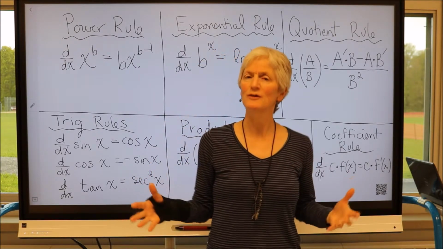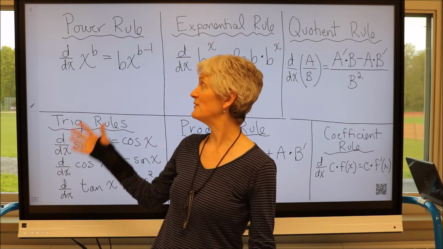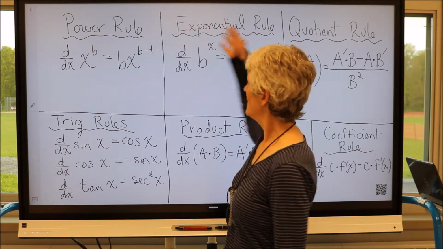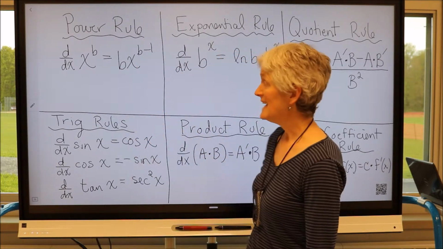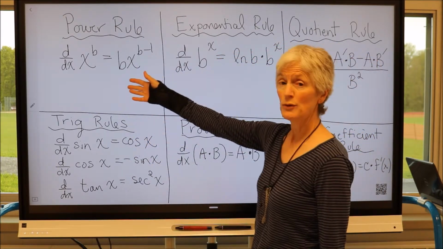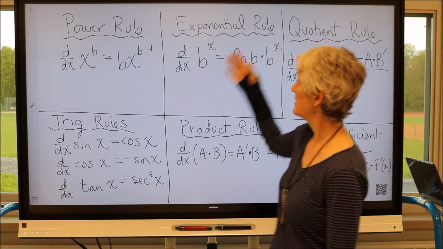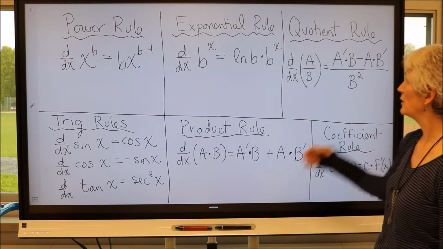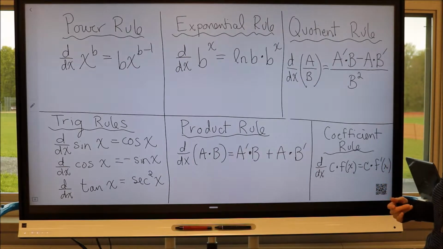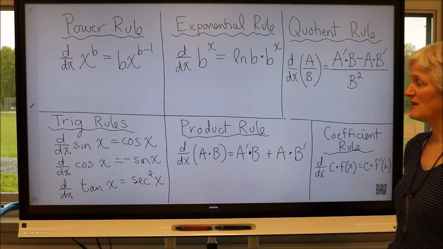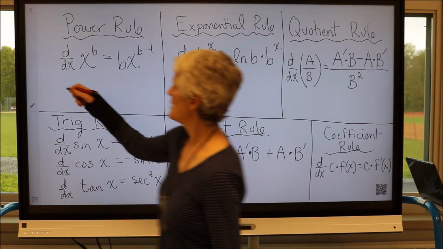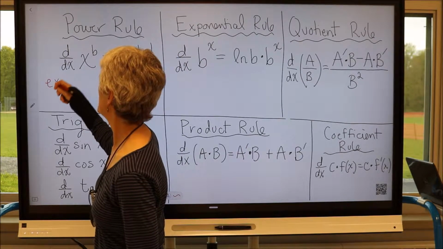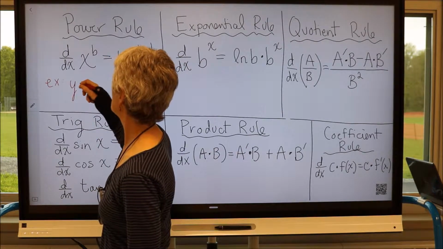But that's pretty onerous when you're taking derivatives of complicated functions. So we have discovered all of these different shortcut rules in class. The power rule, the trig rules, exponential rule, product rule, quotient rule, and then the coefficient rule. So I'm just going to do a quick example of some of these, and then we'll do some problems.